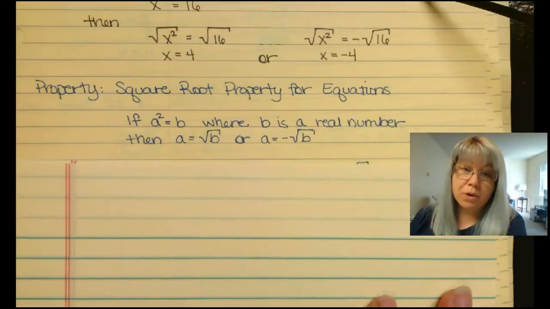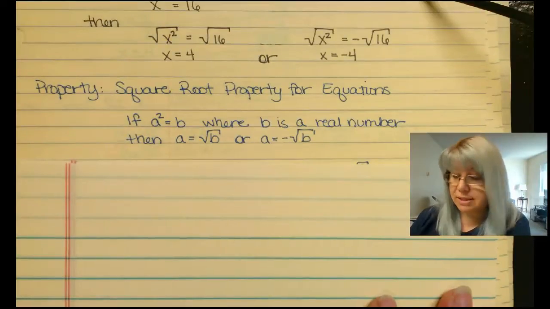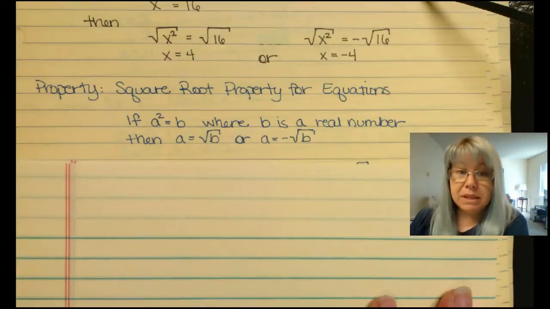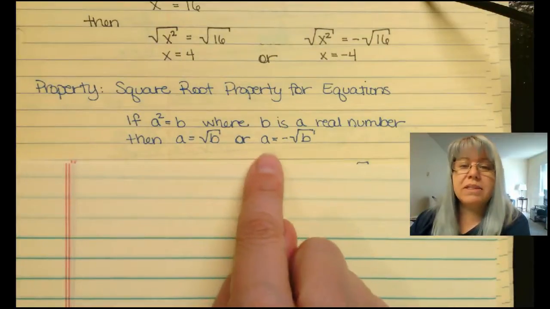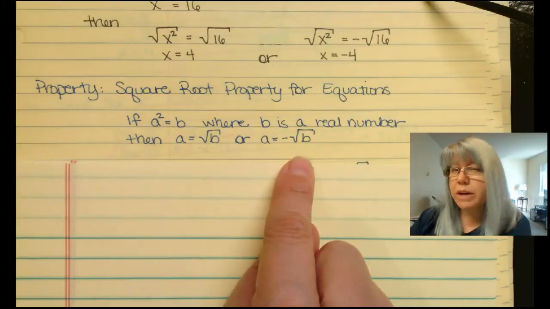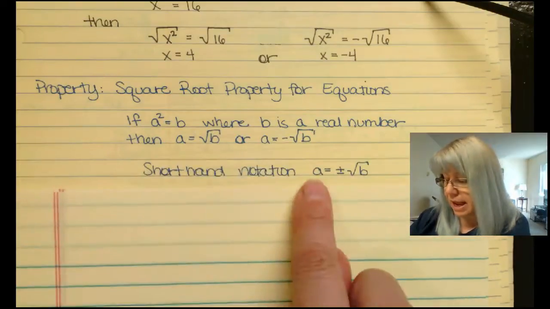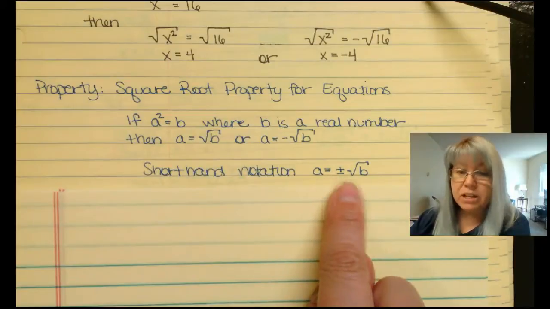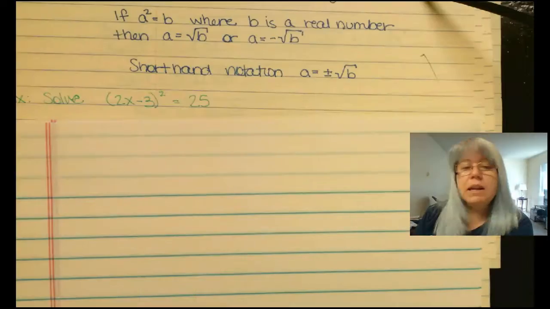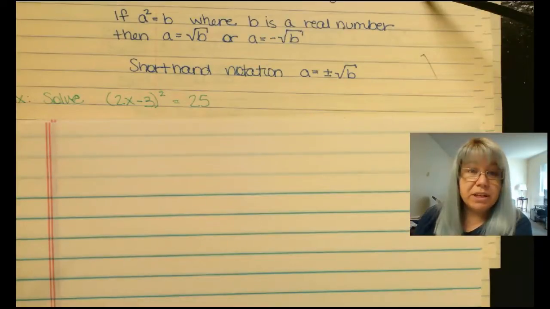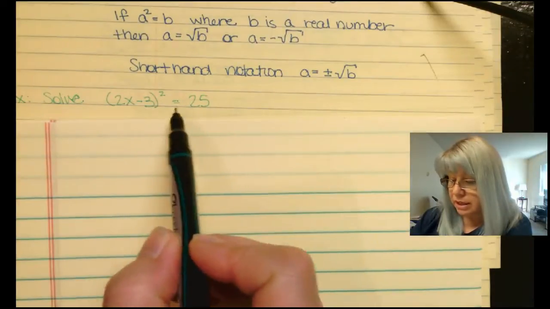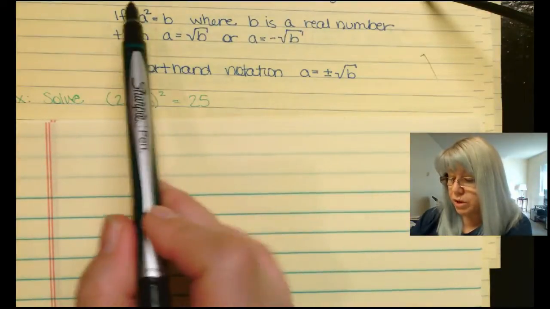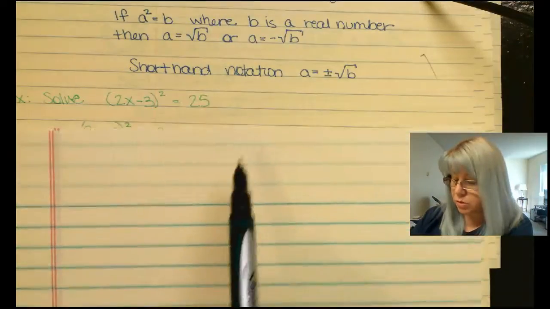That brings us to our new property, the square root property for equations. If a squared equals b, where b is a real number, then a equals the square root of b, or a equals the negative square root of b. We have a shorthand notation for this, which would be a equals plus or minus the square root of b. Let's work with a problem that will use this property for the solution. We have 2x minus 3 quantity squared equals 25. So we're going to use the square root property for equations to be able to solve this.